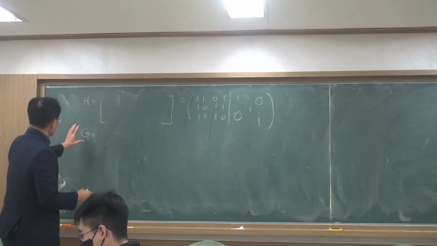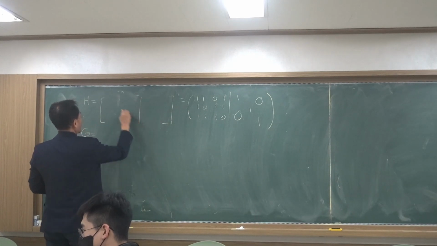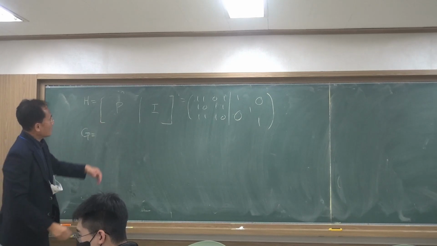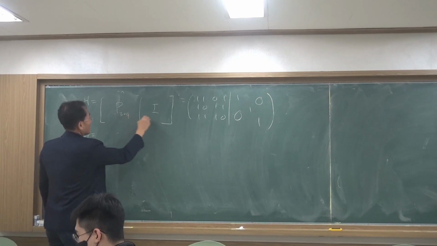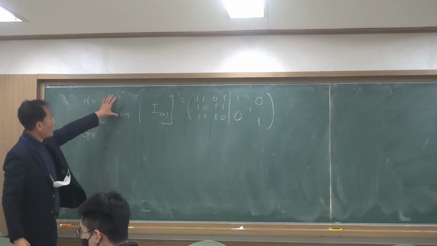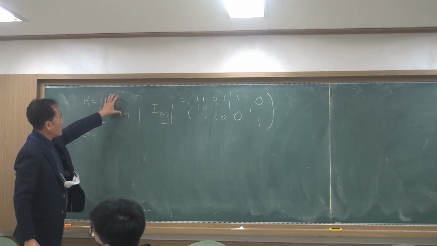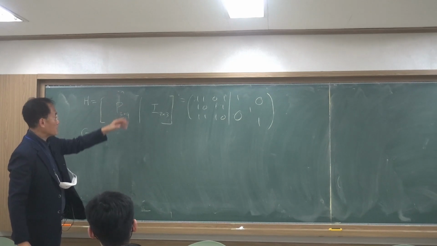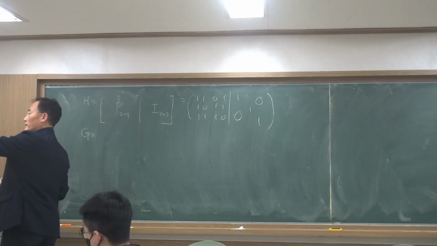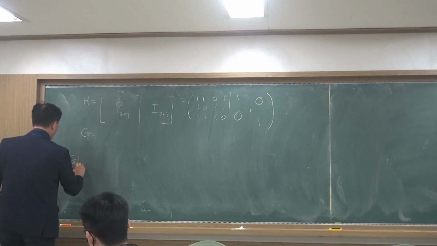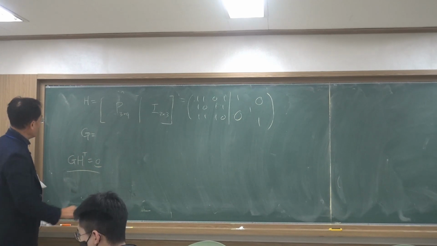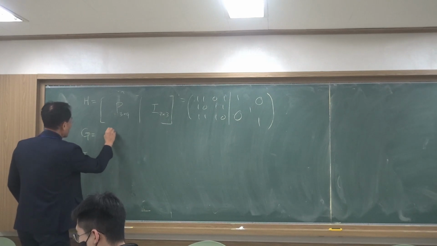Okay? And then once you have that, basically we can have a relationship like that. This is a 3 by 4 matrix, and this is a 3 by 3 matrix, and so on. Okay? And then all you have to do is make the selection right here. Right? This is a systematic form. And then by using this relation that G times H transpose is equal to 0, we utilize this, and then you can come up with matrix G.